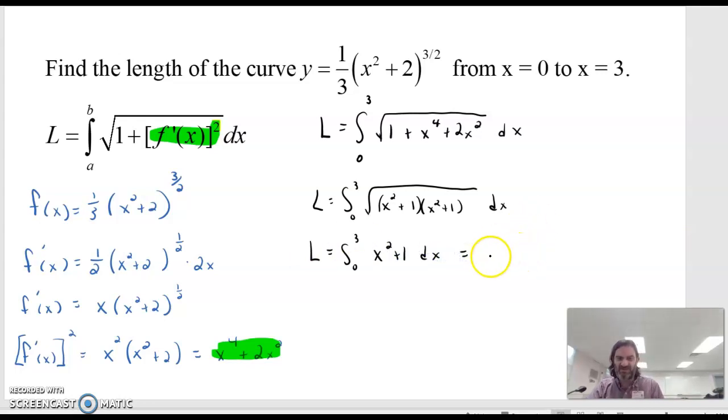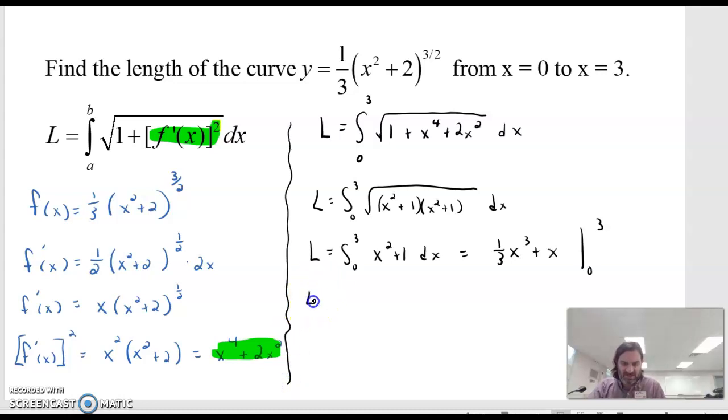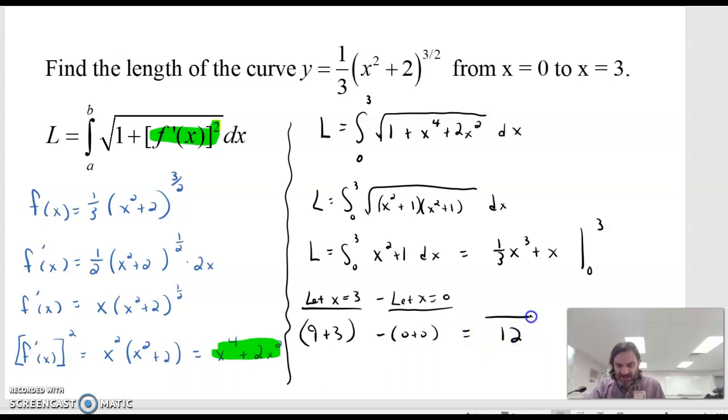Let's go ahead and integrate that. The integral of x squared plus 1 will be 1/3 x cubed plus x, and that's going to be evaluated from 0 to 3. So we'll let x equal 3, and when we plug that in, we'll get 27 over 3, so that'll be 9 plus 3, so that'll be 12, minus, we're going to let x equal 0, which will give us 0 plus 0. So this arc length is said to be 12 from the way we calculated it. Let's write that 12 a little bit nicer.